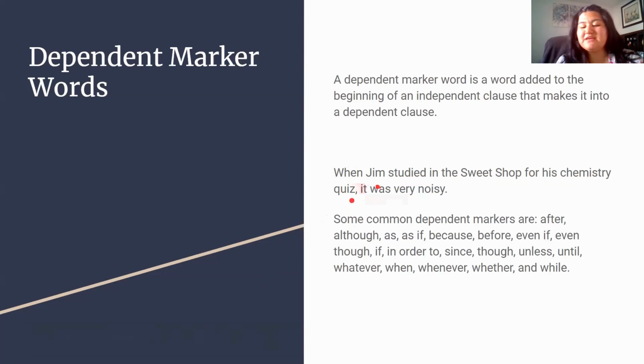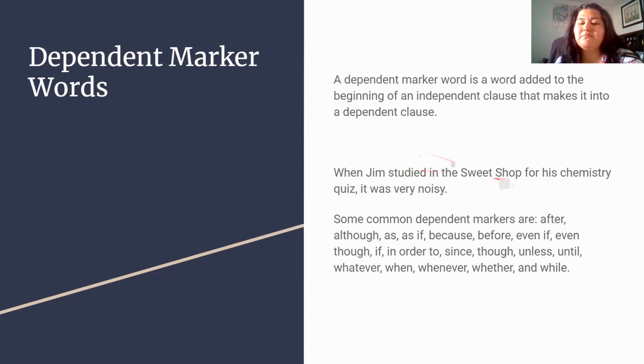As I said before, when you add a dependent and an independent clause together, they form a complete sentence. So this is your dependent clause, but look at that. Even though they added the dependent marker word, it was very noisy is a sentence that could stand on its own. We're going back to studied being the main verb, which helps it be more independent when all brought together.